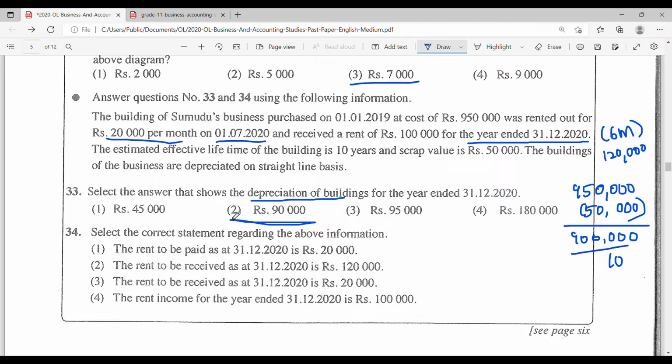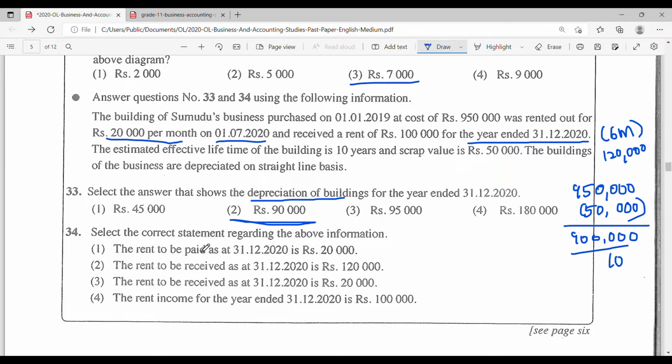Select the correct statement regarding the above information. The rent to be paid as at 31st December 2020 is 20,000. Rent to be received is 120,000. Rent to be received is 20,000. Rent income for the year ended 2020 is 100,000.